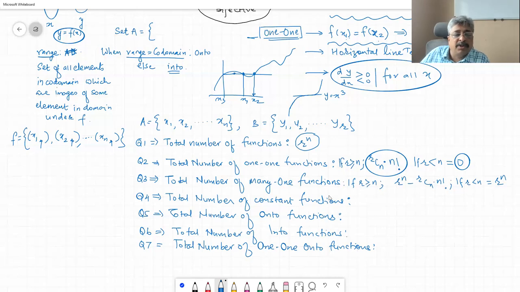Total number of constant functions. All of them connected to y1, that is one constant function. All of them connected to y2, that is another constant function. And therefore, the total number of constant functions is going to be R.